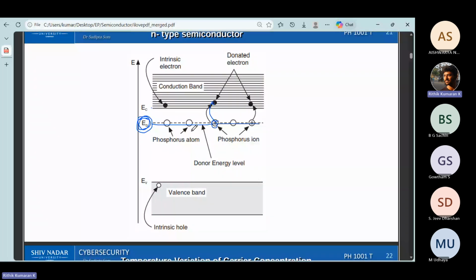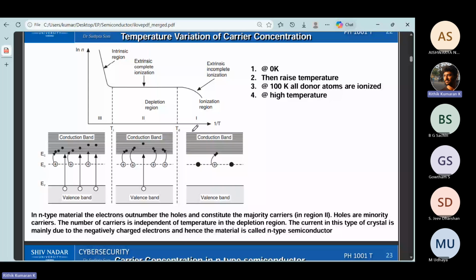Next, this graph might confuse you. See the x coordinate: it is 1 by T, the reverse of the temperature. So you have to analyze this graph from right to left and not left to right. Here, n represents the number of electrons passing through, or the donor elements present there. This is the graph, and this is the corresponding band diagram represented by it.